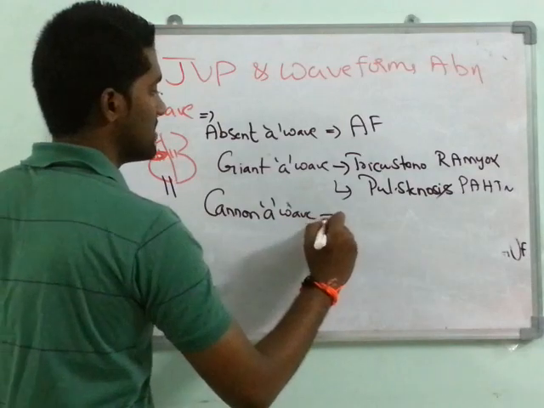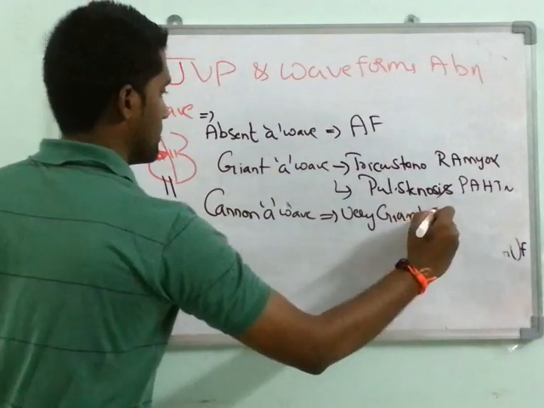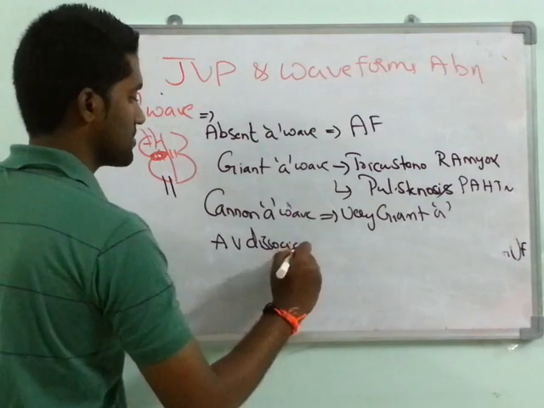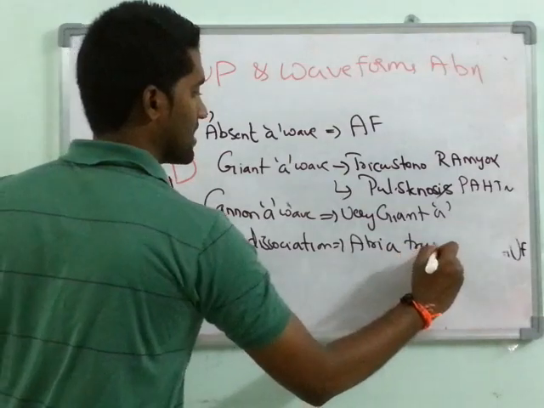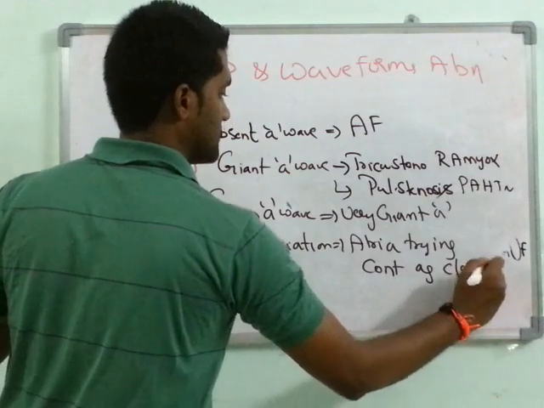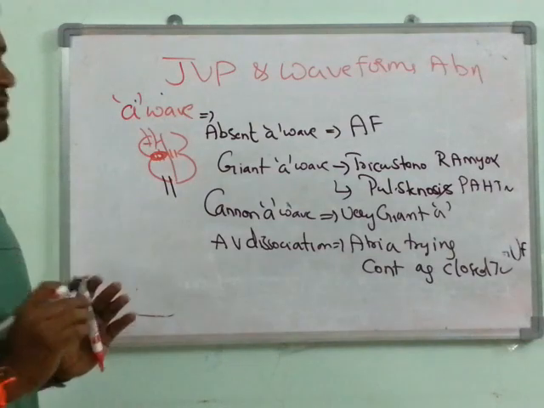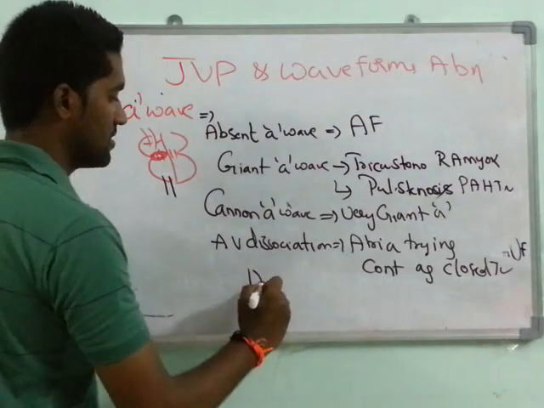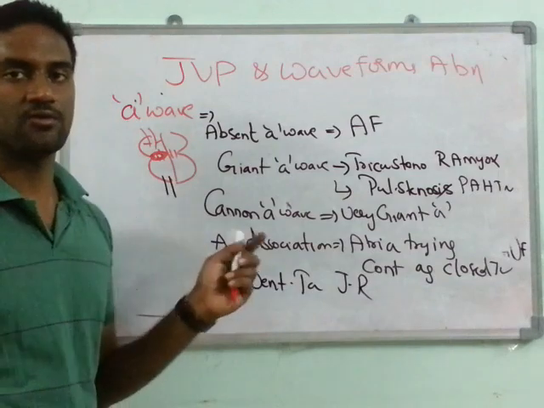Nothing but these are very giant A waves. Seen in AV dissociation and atria trying to contract against closed tricuspid valve. The giant wave occurs when there is only a small opening. Very giant wave occurs when there is no opening at all. So it can also be seen in ventricular tachycardias, junctional rhythms, so tachyarrhythmias and ectopic pacemakers.